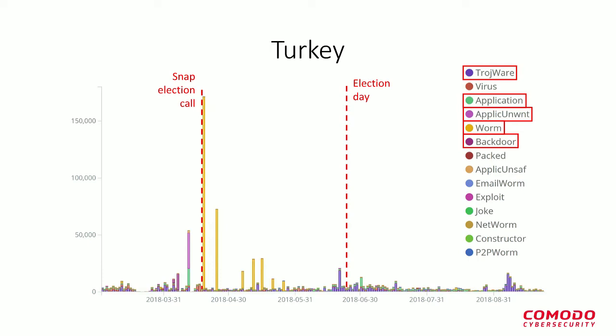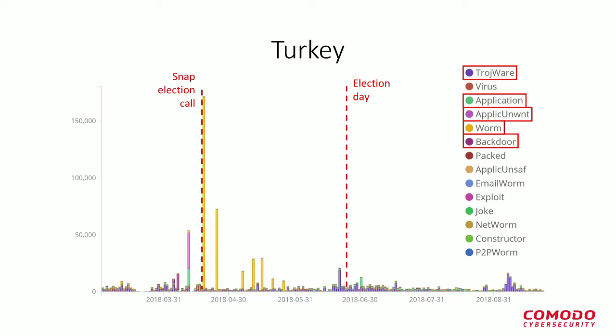Just to the left of the snap election call, you see, again, applications, unwanted applications, and our generic application category. Then followed by worms, and then on election day itself, a nice collection of Trojan detections. Even before that, there are backdoors, and I don't know whether that's related or not.